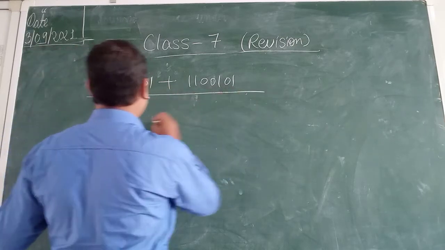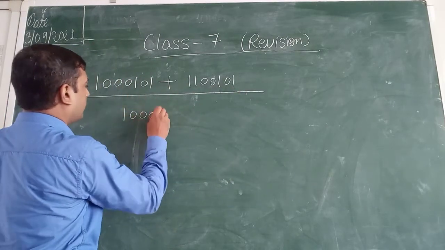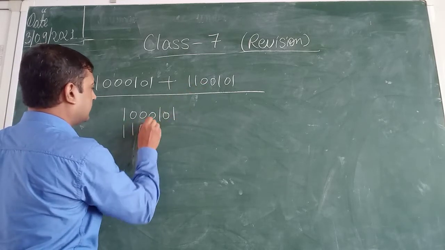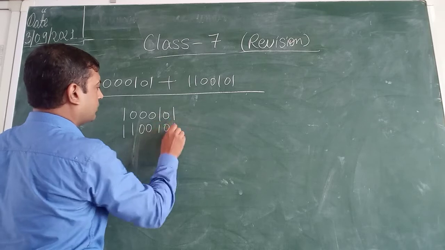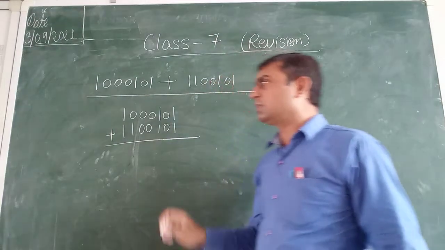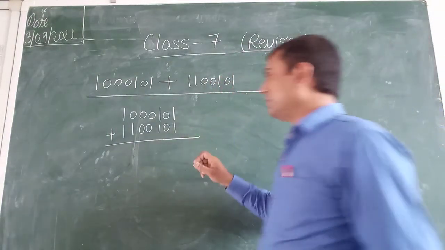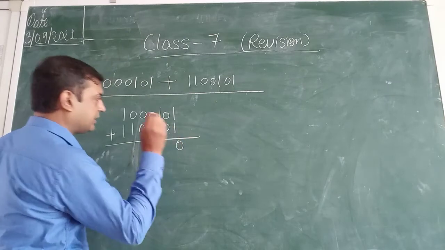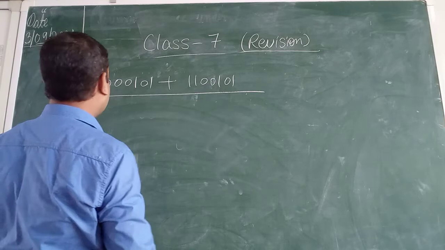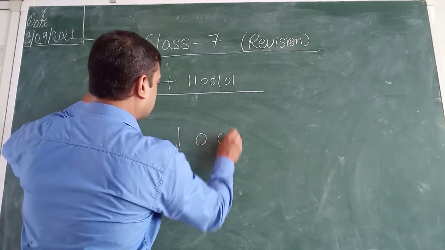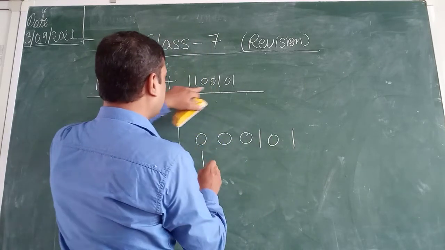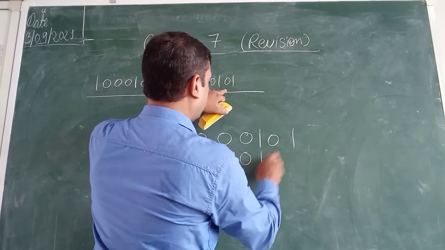1 0 0 0 1 0 1, and this one 1 1 0 0 1 0 1. Now for adding we will follow the same rule. 1 and 1 is 10. You will write 0. Slightly bigger I am writing, so it should be clear to see. 1000101, 1100101.